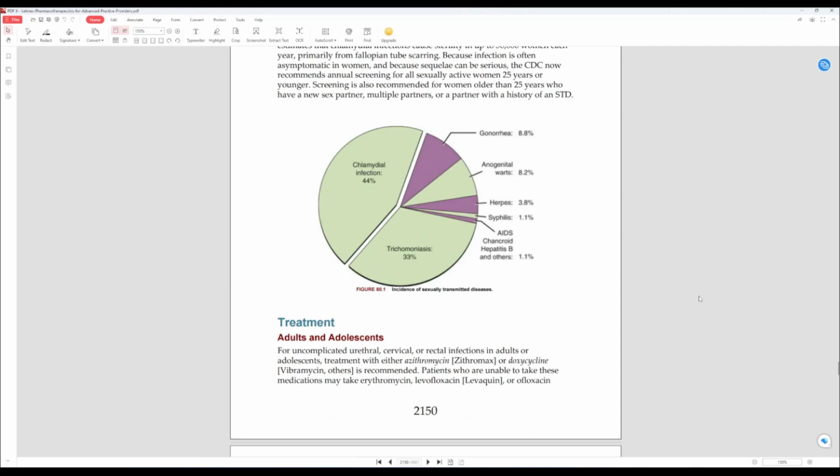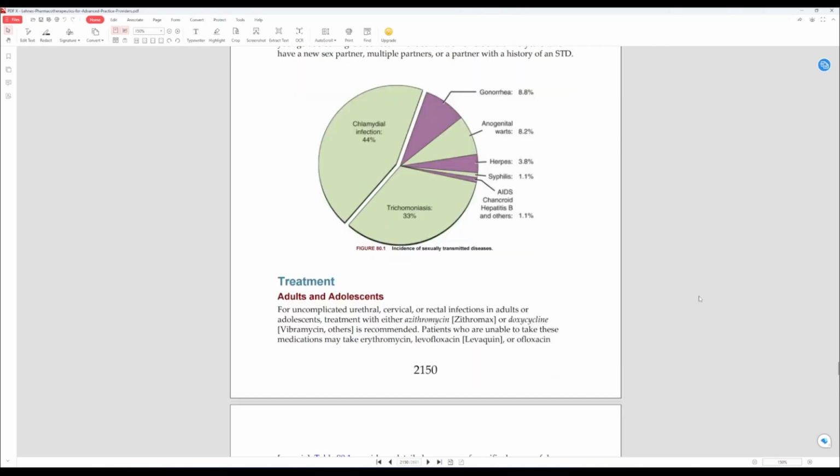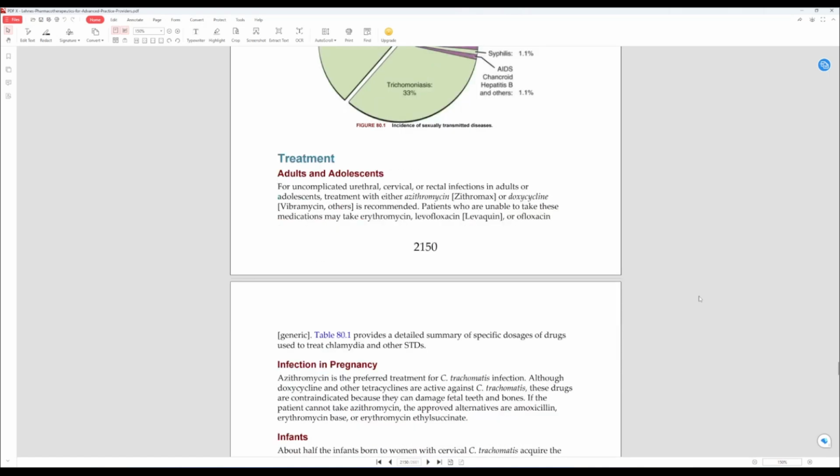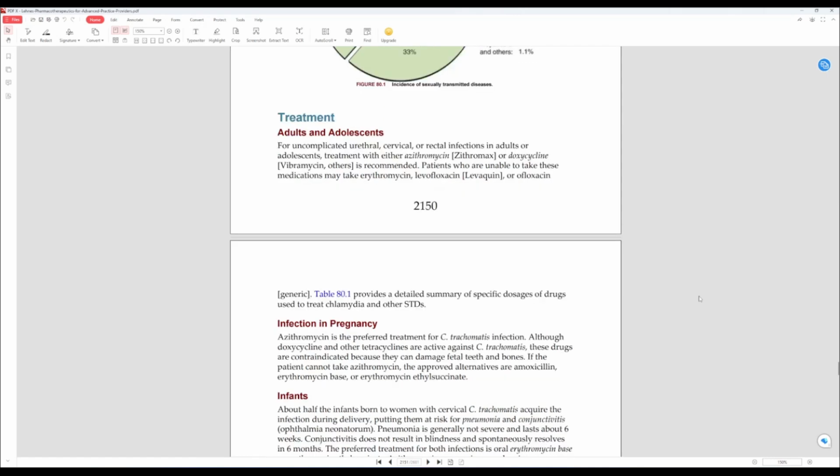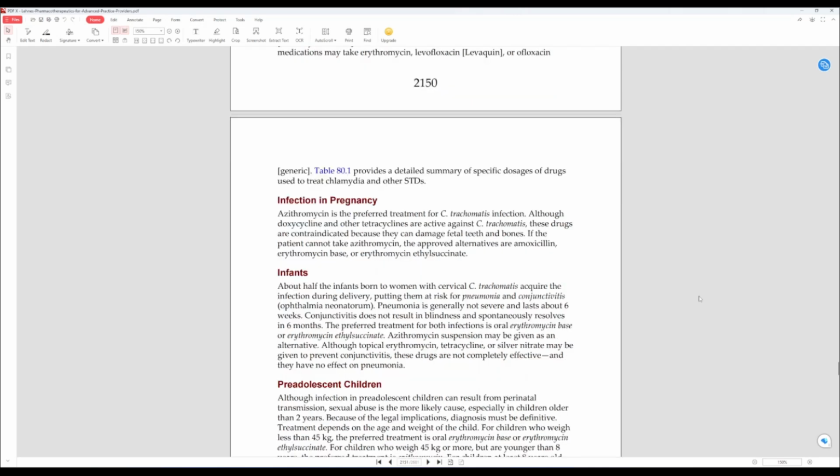So, its treatment. Adults and adolescents. For the uncomplicated urethral, cervical, or rectal infection in adults or adolescents, treatment with either azithromycin or doxycycline is recommended. Patients who are unable to take these medications may take erythromycin, levofloxacin, or ofloxacin. Table 80.1 provides a detailed summary of specific dosages of drugs used to treat chlamydia and other STDs.